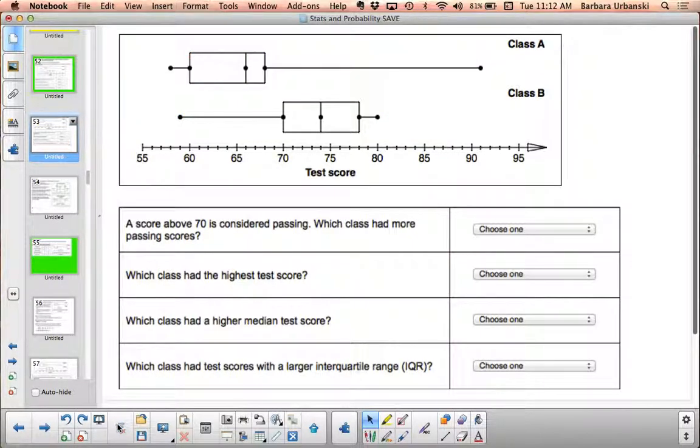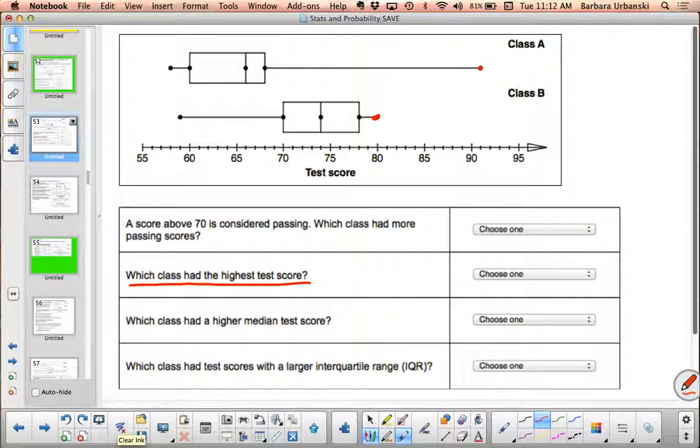If they said which class has the highest test score, well, now that's going to be pretty clear because that's your maximum. We've got this as our maximum, and in Class A we have the 90 as a maximum. So obviously it's going to be Class A in that regard. If we took a look at the next one, which class had a higher median test score? Well, we have to know that the median is going to be the line inside of our rectangle. And which class had a higher median score? Well, it's Class B.